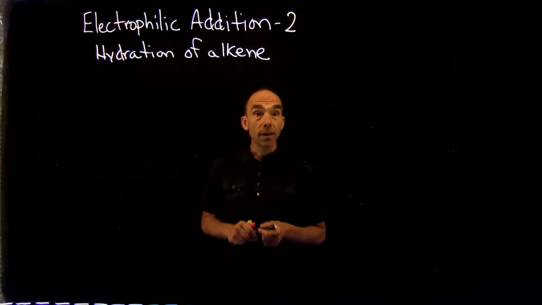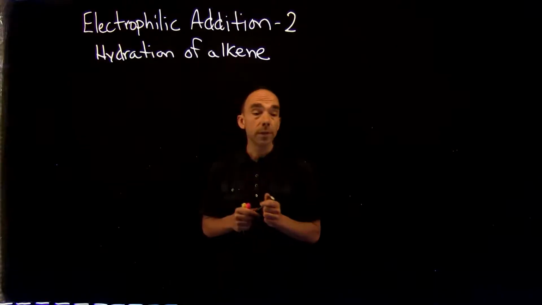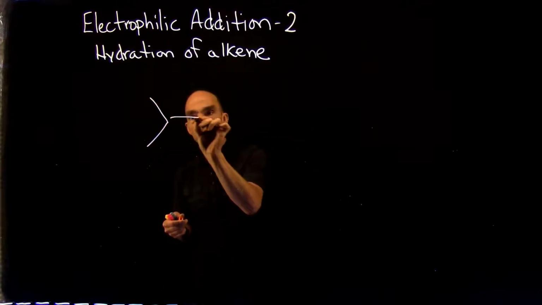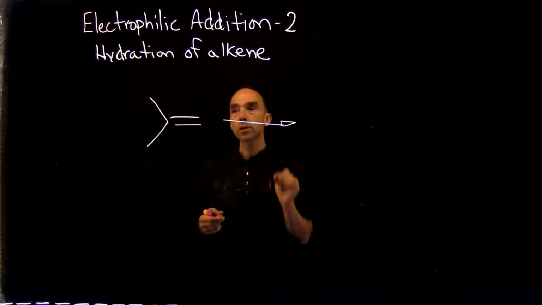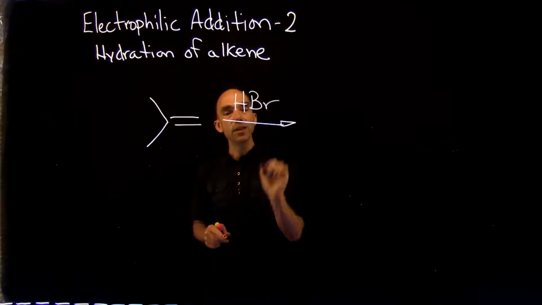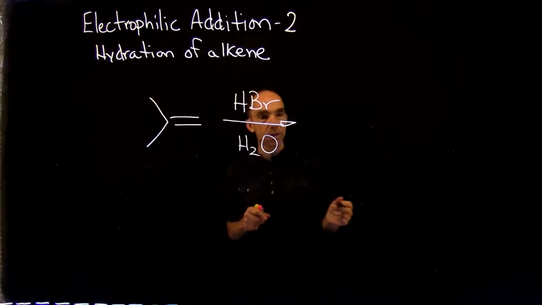This second video on electrophilic addition will look at one small modification. We're going to be considering the hydration of an alkene. Things will be pretty similar to the first video, so we're going to be looking at an alkene reacting with an acid, HBr. The change is, in this case, the use of water as a solvent.